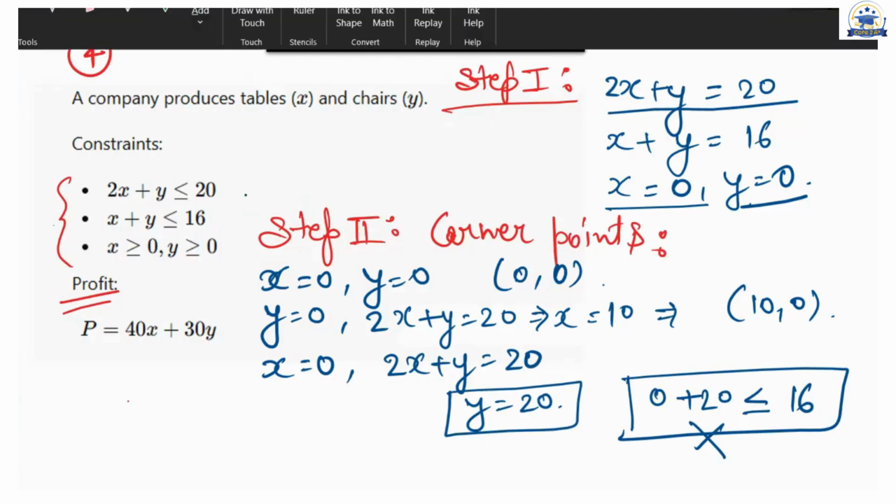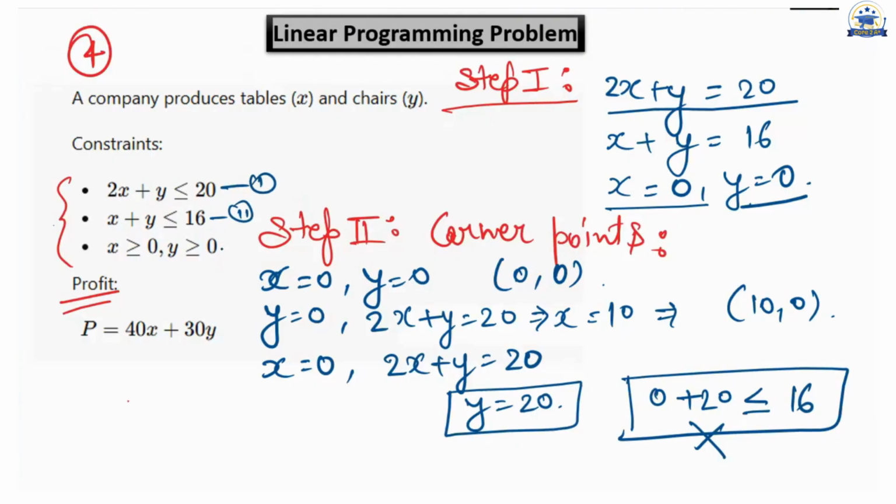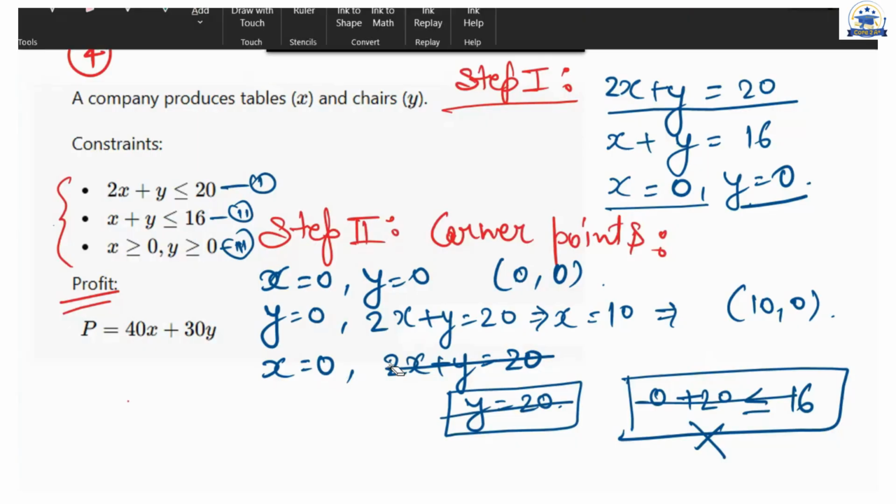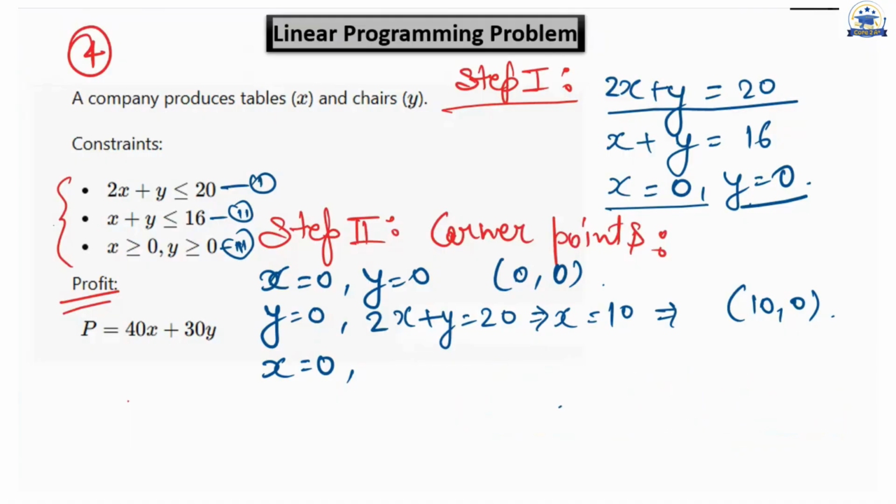Here we have, suppose, 3 equations: 1, 2, and the third one. That's why we cannot take this one, because it is not satisfying equation number 1. But we can put x equals 0 in equation number 2. Equation number 2 is x plus y equals 16, right? If we put x equals 0, y would be 16, and the coordinate is 0, 16.